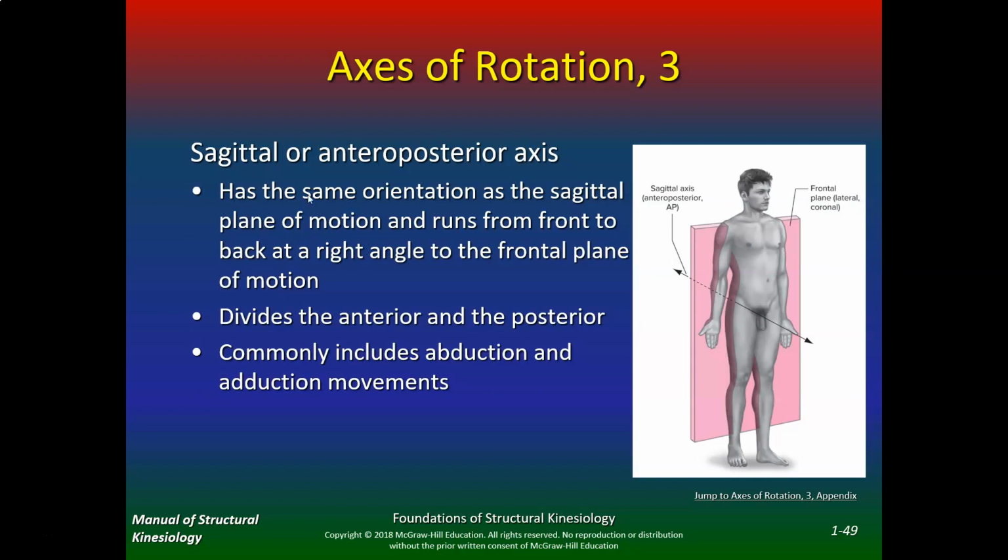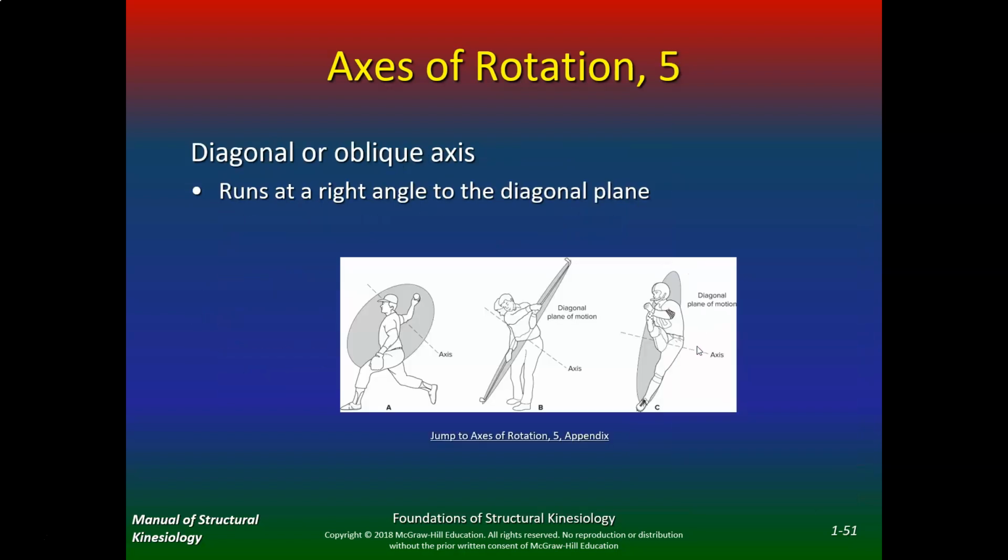Now, if you look at the sagittal or anterior-posterior axis, okay, it has the same orientation as the sagittal plane of motion and runs from front to back. So a common motion that occurs around the sagittal or anterior-posterior axis is abduction and adduction. Boom and boom. So that would be deltoid raises, right, lateral raises.